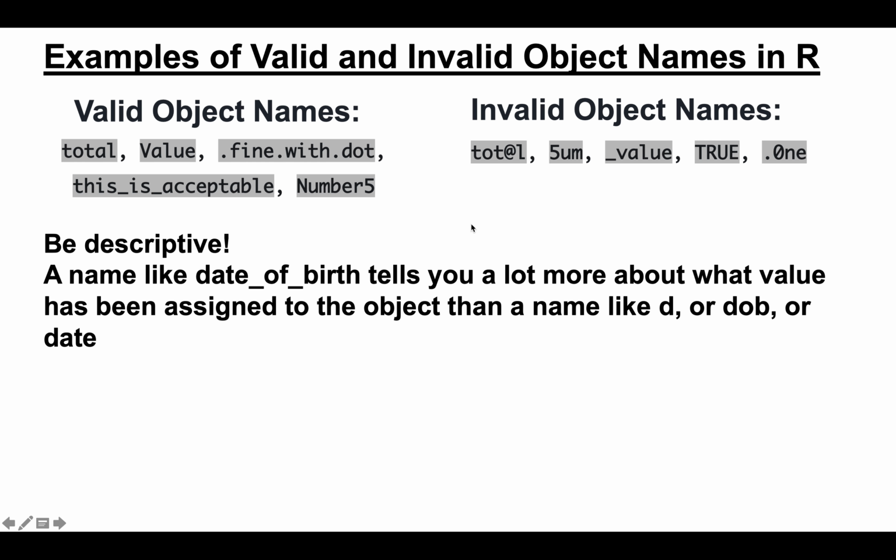But more importantly, really, when you start naming objects when you're writing R code, is to be descriptive. So a name like date_of_birth is a fantastic name for an object. It tells you a lot more about what that object contains than something like D or DOB or date.